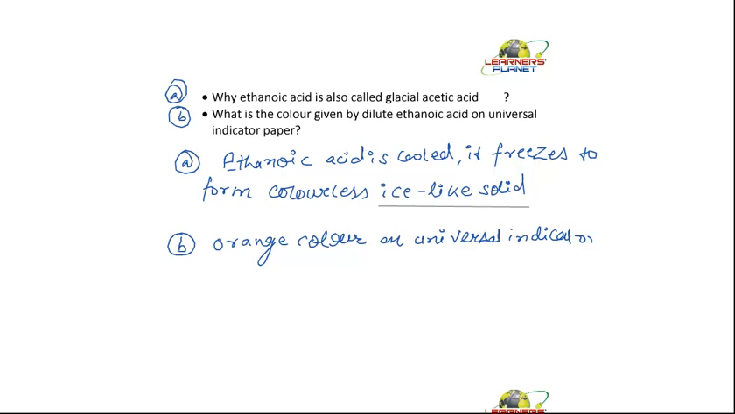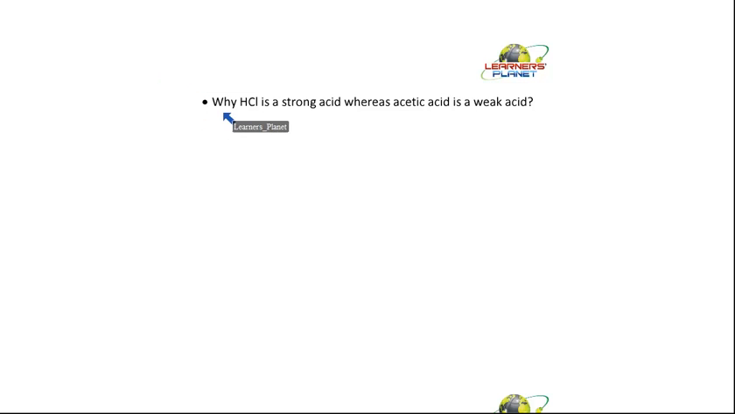Now the most acidic, like concentrated HCl, shows red color, pH 1. Okay. Whereas it is showing orange color, the pH is 4. Okay. So your glacial or the dilute ethanoic acid shows orange color on universal indicator paper, and which indicates what pH? 4. Okay. Now let's move to our next question here, students. It is why HCl, that is the hydrochloric acid, is a strong acid, whereas acetic acid is a weak acid.